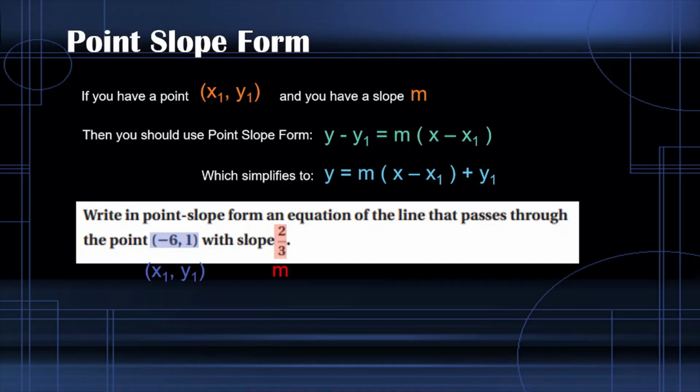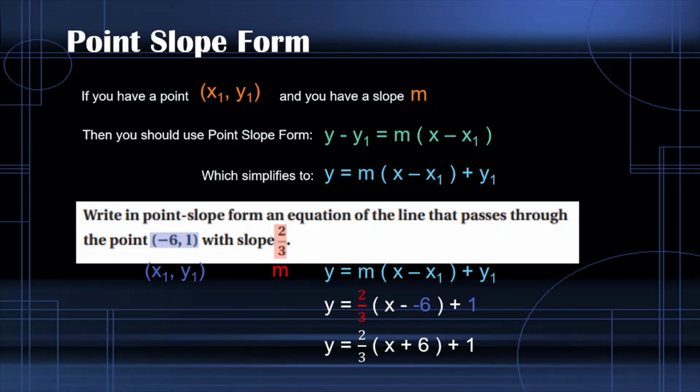But here, point slope form makes it a little bit easier for me. I just put in the point and the slope. So we bring down our equation, y equals m times x minus x1 plus y1. Remember, x1 and y1 are your points. So that means we have y is equal to the slope, which is 2/3, times x minus a negative 6, plus y1, which is just 1. So to clean it all up, y is equal to 2/3 times x plus 6 plus 1. And now you wrote the equation of a line, and you did it in point slope form.